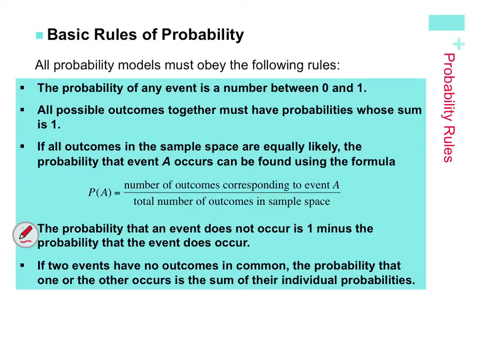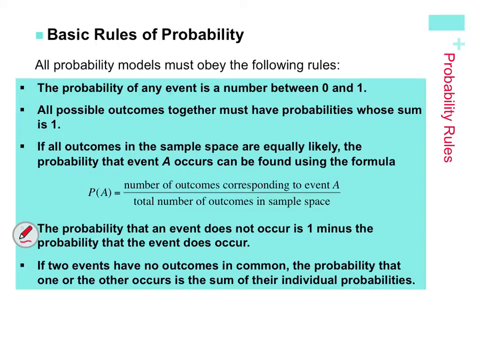An event with probability 0 will never occur, and an event with probability of 1 will always occur on every trial. An event with probability of 0.5 would occur half the trials in the long run. Second basic rule: all possible outcomes together must have probabilities that add up to 1. Because some outcome must occur on every trial, the sum of probabilities for all possible outcomes must be exactly 1.